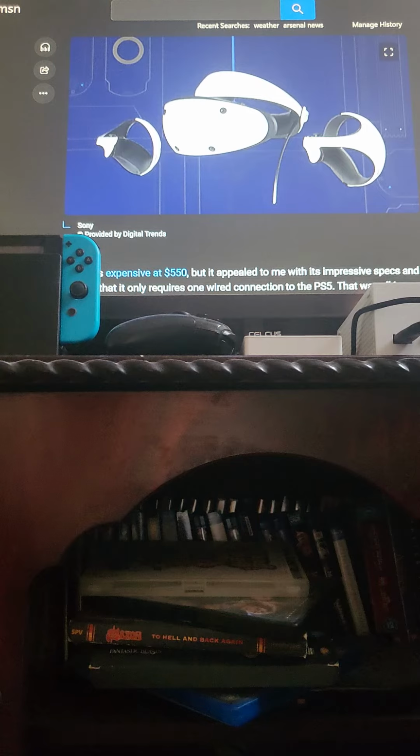Number three, it needs a wire to connect to the PlayStation 5. The Oculus Quest 2 is completely wireless.